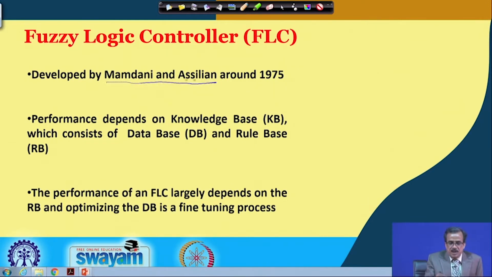Mamdani and Assilian, around the year 1974-75, developed one fuzzy reasoning tool or fuzzy logic controller. The purpose was how to model the input output relationship of a process. If you see the working principle of this Mamdani approach, the performance of the fuzzy logic controller depends on the knowledge base, and this knowledge base consists of database as well as rule base. Let me first define the concept of this database and rule base.